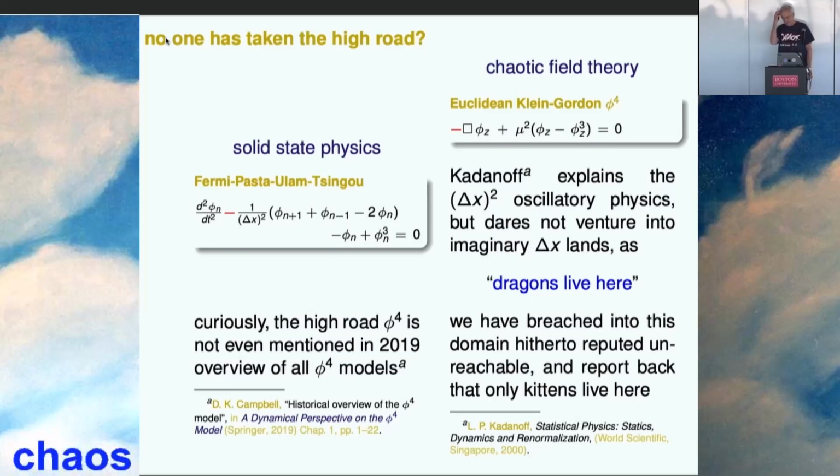So, for example, Leo Kadanoff, in his statistical physics book, explains very well oscillatory physics. He uses Gaussian field theory to explain it. And there's some critical value of delta x in that case, or some other parameter he calls capital K. And when that border is crossed, he says, I'm not going there because dragons live there. So now I have to report, we have breached into this domain hitherto reputed unreachable. I apologize, I'm not doing this in original French. And we report back that only kittens live there.